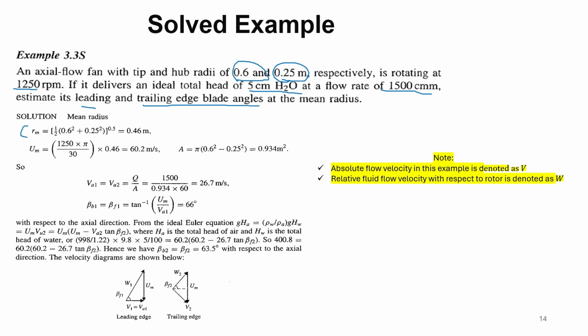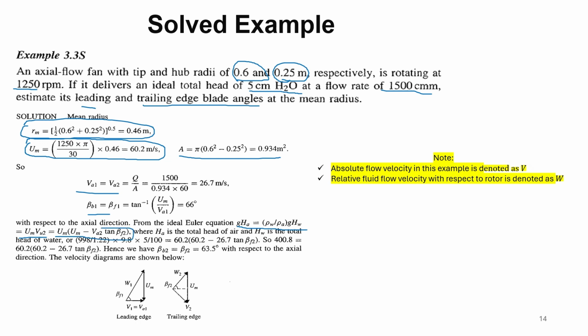So the first thing is to calculate the mean radius. This one is very similar to the last one. Then you do the rotor speed at the mean radius, and you get about 60 meters per second. You calculate the area, and then you calculate the axial flow velocity, and then you get the flow angle at the leading edge. And from the ideal Euler equation, you do the same. Now this is from the velocity triangle.